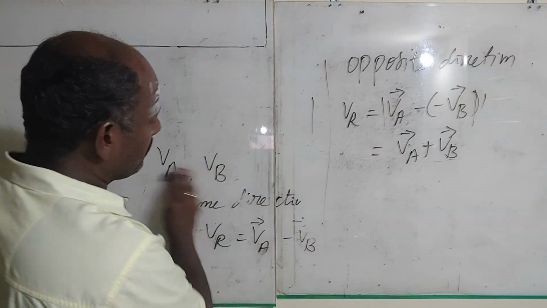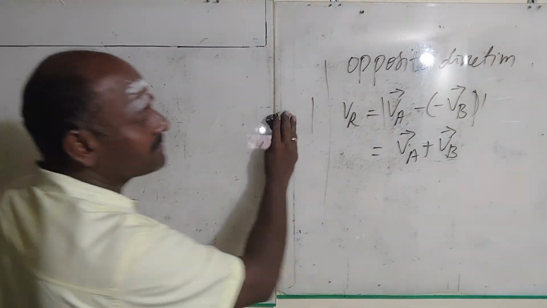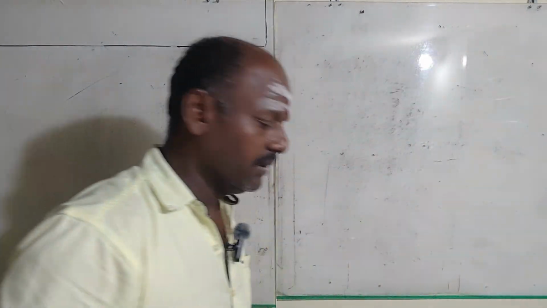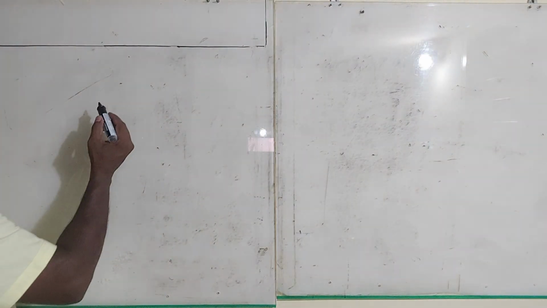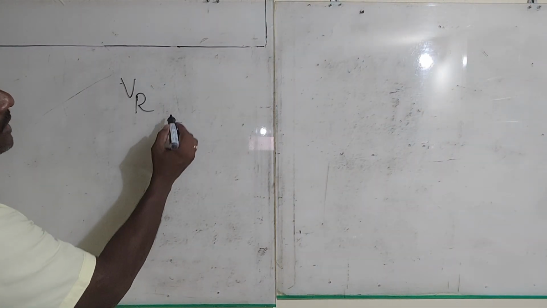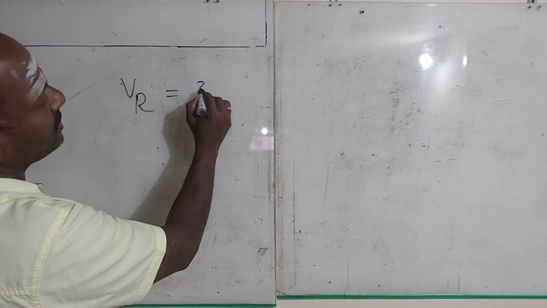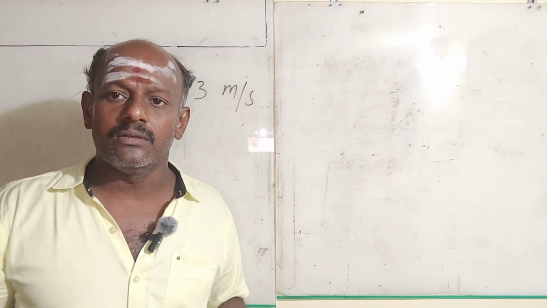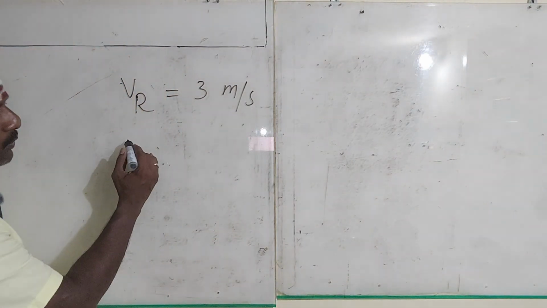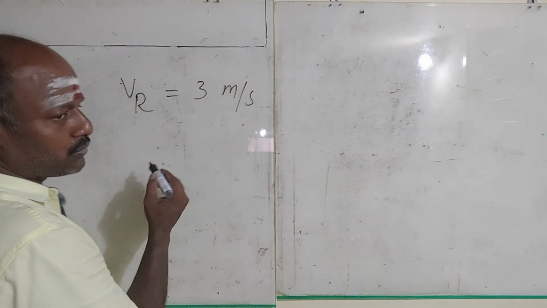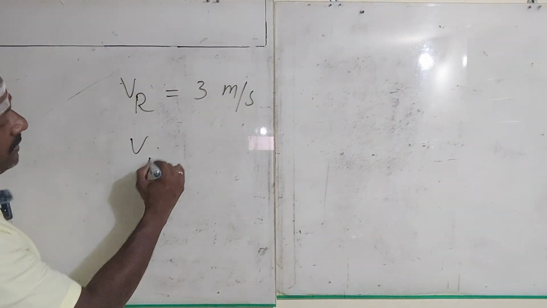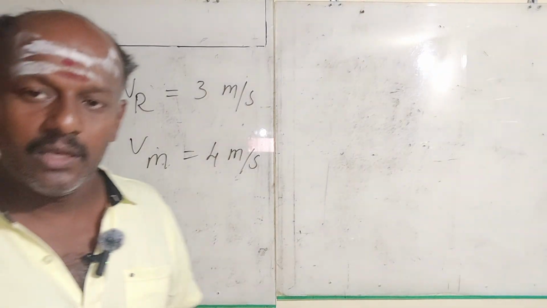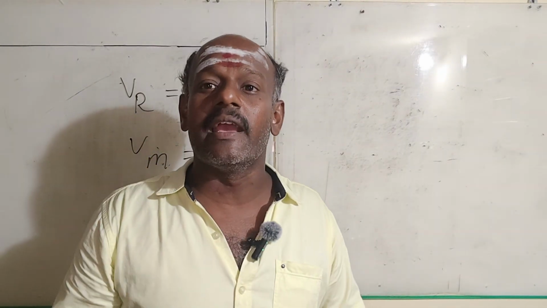For our convenience, a very famous example is the rain and the walking of a man. Let us take that the rain is falling vertically downwards with a speed of 3 meters per second. There is a man who is walking from north to south with a speed of 4 meters per second. In which direction does he have to hold the umbrella? That is the question.